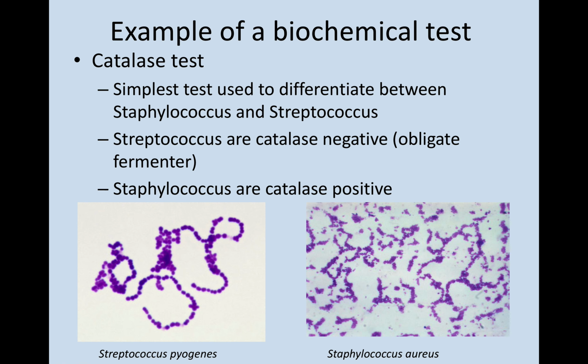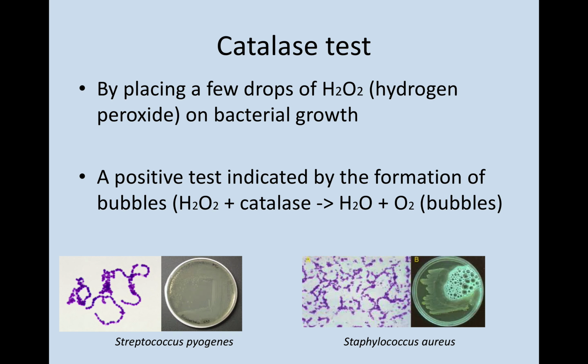Staphylococcus are catalase positive. To do this test, you basically place a few drops of hydrogen peroxide on bacterial growth, and you look for the presence of bubbles. Here, Streptococcus, no bubbles. Staphylococcus, bubbles. So Staphylococcus is catalase positive.